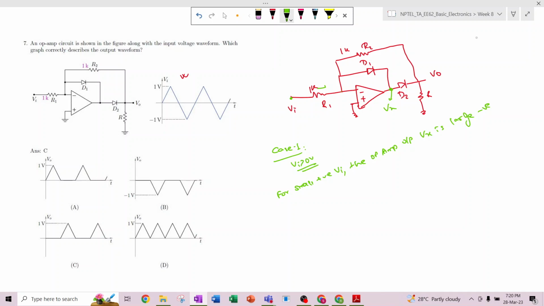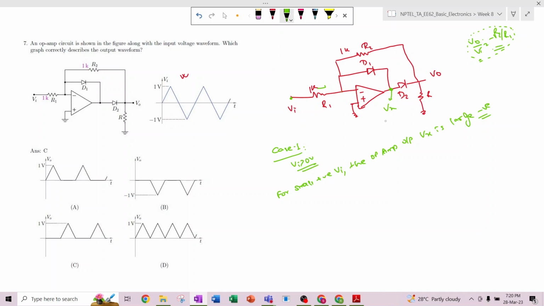right? You have already seen that Vo divided by Vi is equal to minus R2 by R1 in case of an inverting amplifier, right? So it will be a large negative. It is a small positive number. It will multiply it with the gain and it will appear as a large negative, that is Vx is large negative.